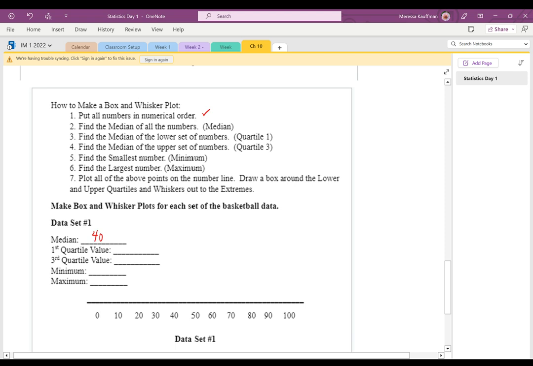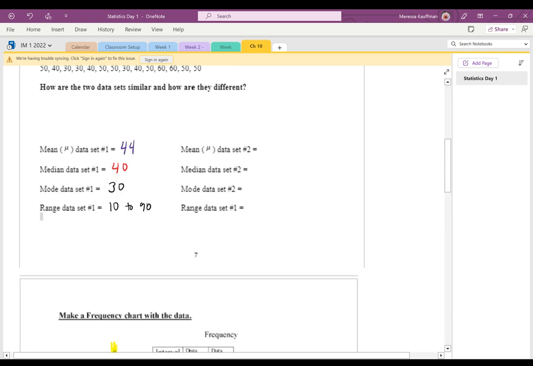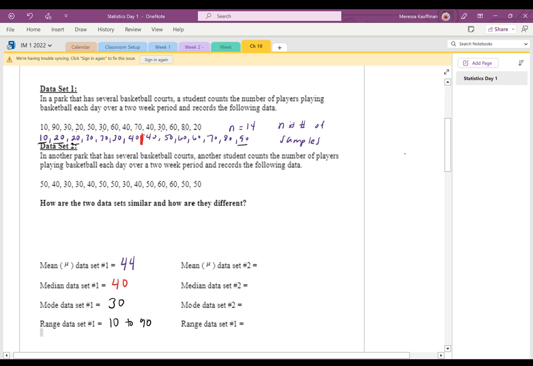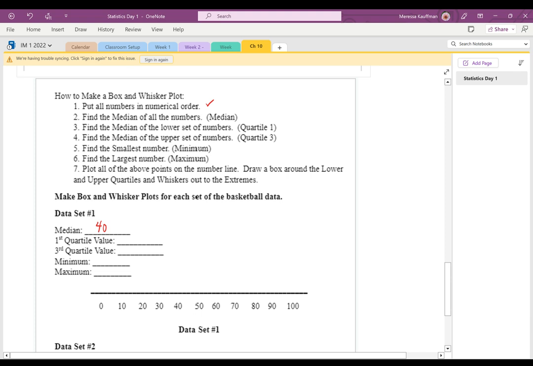Now it says find the median of the lower set of numbers. We call that quartile 1. So let's go find the median of the lower set of numbers. Remember, the lower set here is going to be this set. So I want to find the median. I'm going to look 1, 2, 3, 4, 5, 6, 7. My median for quartile 1 is going to be 30. It's my middle number. That's exactly in the middle too, because I have 3 on one side and 3 on the other. So for quartile 1, it's going to be 30.